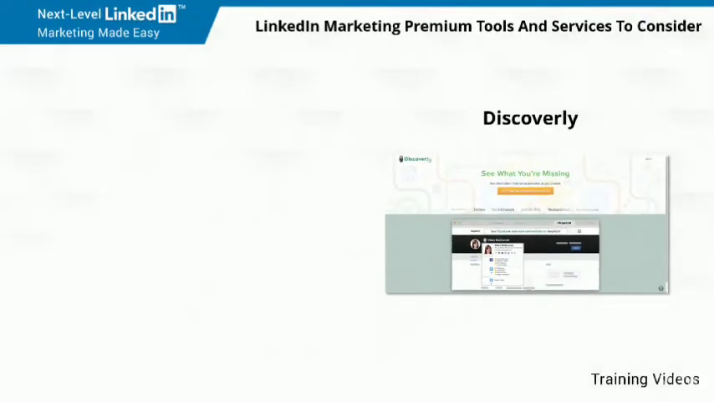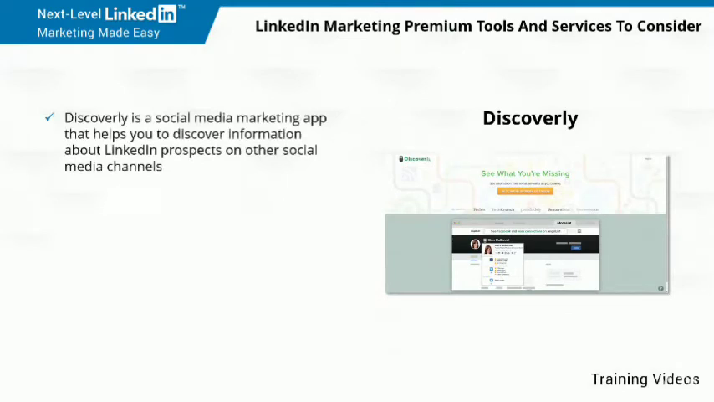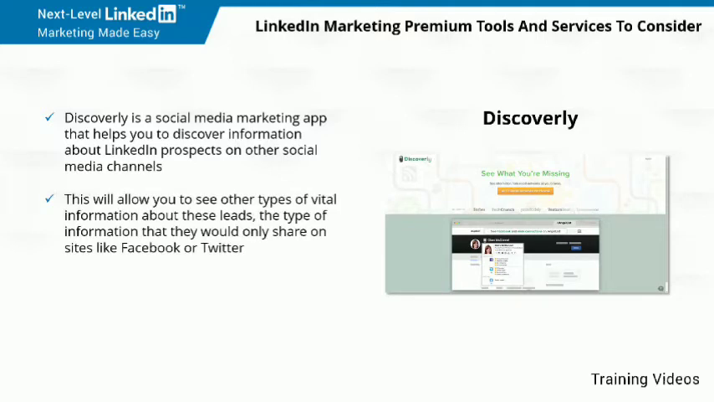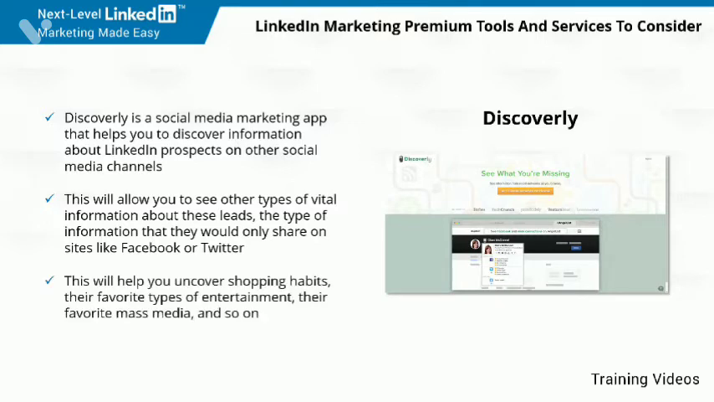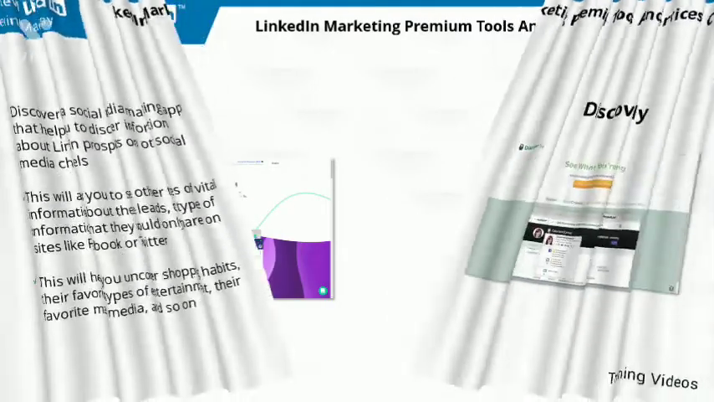Discoverly. Discoverly is a social media marketing app that helps you to discover information about LinkedIn prospects on other social media channels. This will allow you to see other types of vital information about these leads, the type of information that they would only share on sites like Facebook or Twitter. This will help you uncover shopping habits, their favorite types of entertainment, their favorite mass media, and so on.